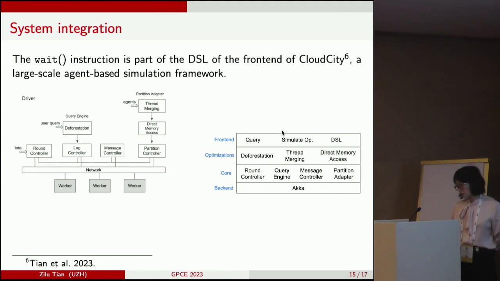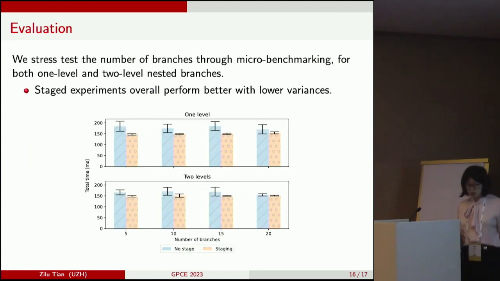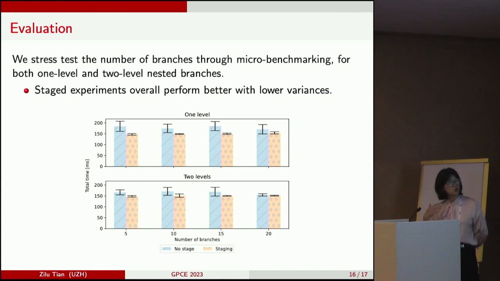We evaluated this approach by stress testing the impact of the number of branches through micro benchmarking. We consider both one-level nesting and two-level nesting, so you have different branching patterns. And we show that as we increase the number of branches from 5 to 20, the staged experiments perform better with lower variance compared to unstaged experiments. So that concludes my talk. Thank you.